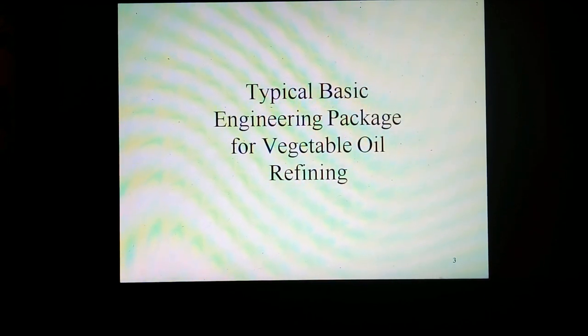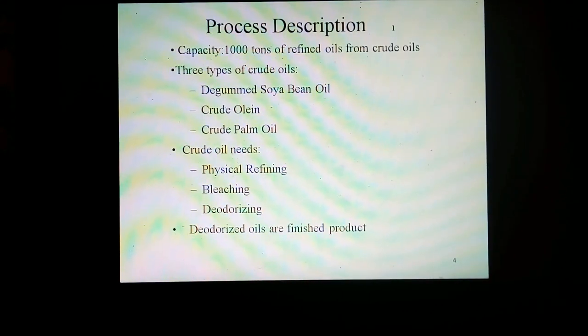A typical basic engineering package for vegetable oil refining. Process description. General, N/S India Limited intends to put up a soft and tropical oil refining project at Mumbai, in India. This plant will produce 1,000 tons of refined oil from crude oils imported from abroad. Three types of crude oils will be imported: degummed soybean oil, FNO crude olive oil, and crude palm oil peel. FNO means chemical refining without oil, and peel can be treated by physical refining.